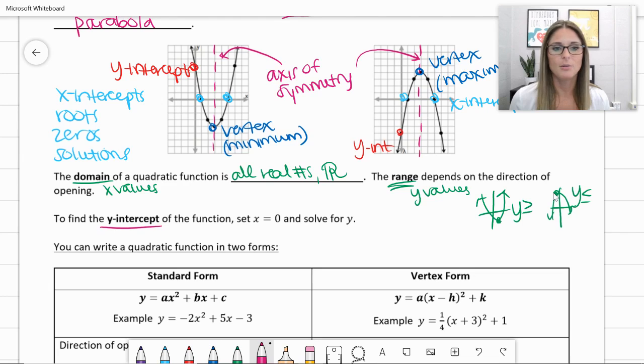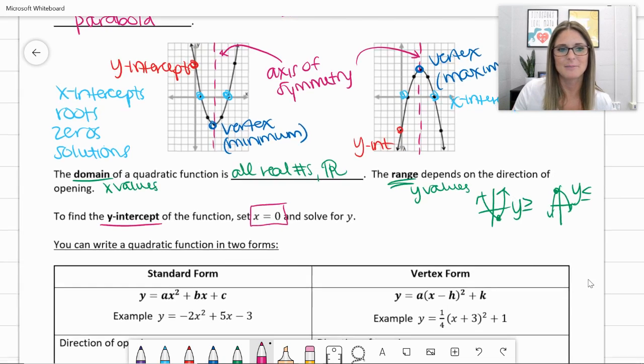We've also got here, if you want to find your y-intercepts, you can plug in 0 for x and solve. But it's even easier than that because we're plugging in zeros for x. It's pretty easy to identify your y-intercepts.